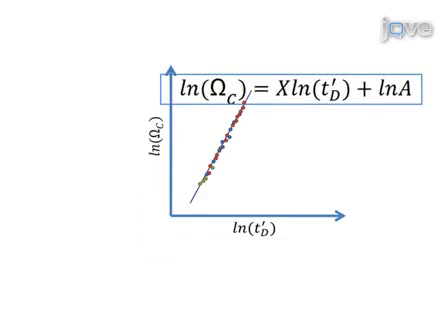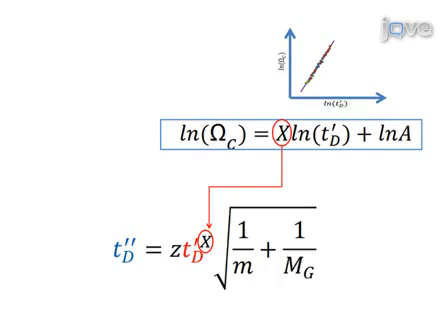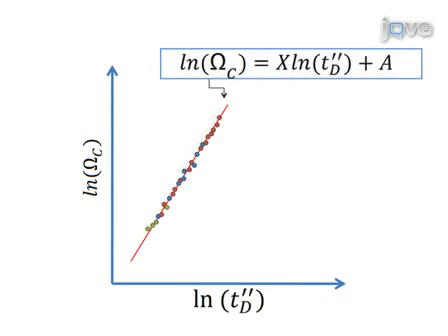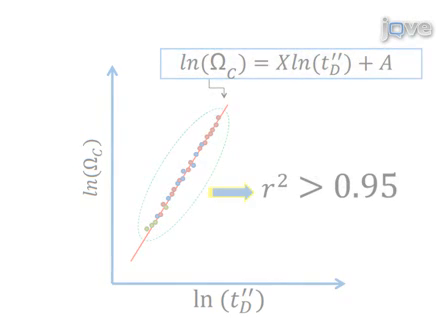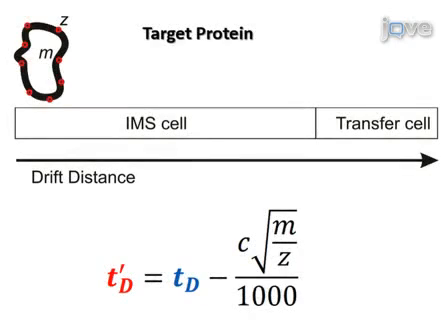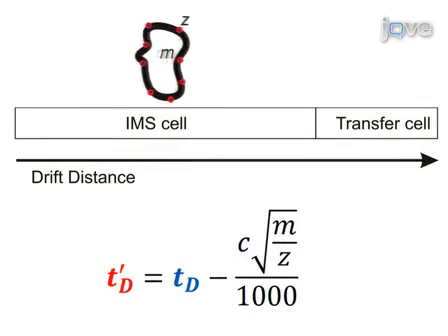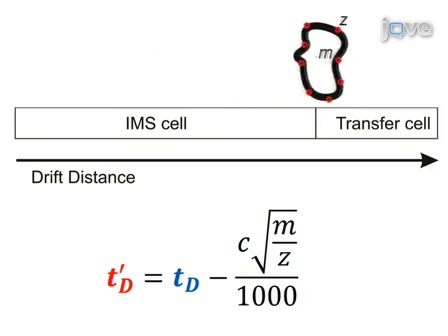Correct the calibrant drift time using the determined exponential factor x, and validate your calculations by replotting omega C versus T'(D). Define again the correlation coefficient. Higher values than 0.95 are to be expected. Similarly to the steps described before, correct the measured drift time of the target protein or protein complex, and calibrate the drift time of the target protein or protein complex using the calculated exponential factor x.